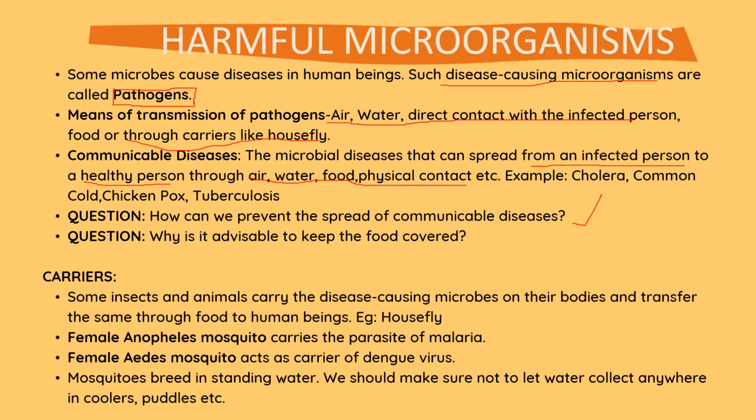Another way is by isolating yourself if you are infected. You should keep yourself isolated from another healthy person if you are infected, so that the pathogens do not travel by any mode to that person. Also, we should make sure that all the things that an infected person is using, his clothes or utensils, the food, the water that he or she is consuming, should not be shared with healthy people. Another way is to keep the food covered.